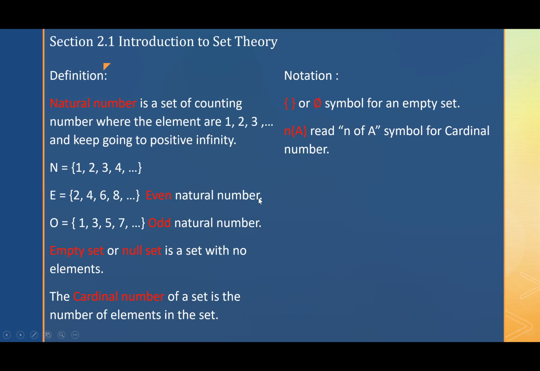Or vice versa, cardinal number, you say, okay, cardinal number is easy. Cardinal number, how many elements are in that set? But instead of saying cardinal number, they say n of A. Basically, it's the same thing. n of A basically tells you I have a set called A, and inside that set called A, how many elements are in that set.